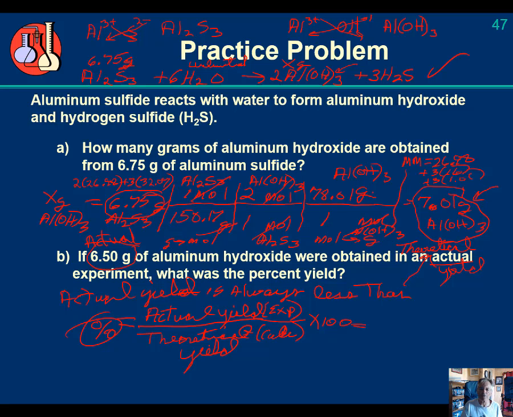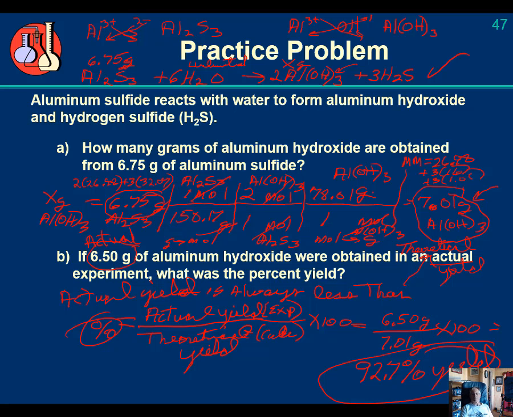So in this particular case, my actual yield was given as 6.50 grams. My theoretical yield, which I calculated, was 7.01 grams, and then I multiply times 100, and when I do that, 6.5 divided by 7.01, I get 92.7%. That's a great yield, guys. So 92.7% yield. Okay. So all you have to remember, actual over theoretical.